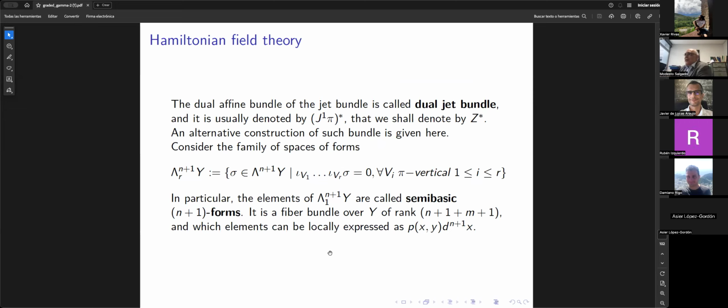It's right. Okay, so again we have the configuration bundle Y over X, and we consider the n+1 forms over Y such that these forms vanish when applied to vertical tangent vectors, vertical with respect to the original configuration bundle Y over X. And so, well, the elements of this, for r equal to 1, any element, and you can do the computations very quickly, is expressed in this form: p d^{n+1}x.